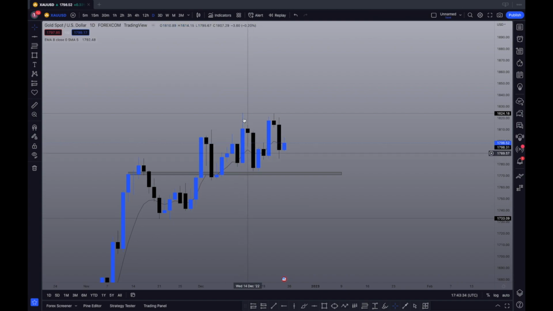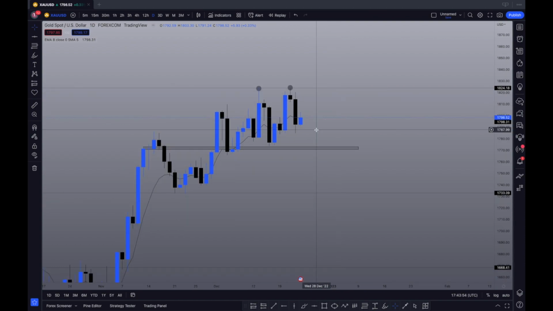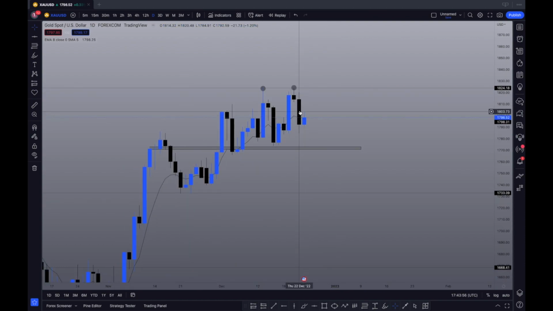Why? Because you can see this is the first push on this level. This is the second one. And I kind of call this structure here a pin formation. This is 1, 2, and 3. This is kind of a pin formation. So for me to get my entry, I'm actually looking to short gold into this level, 1733.